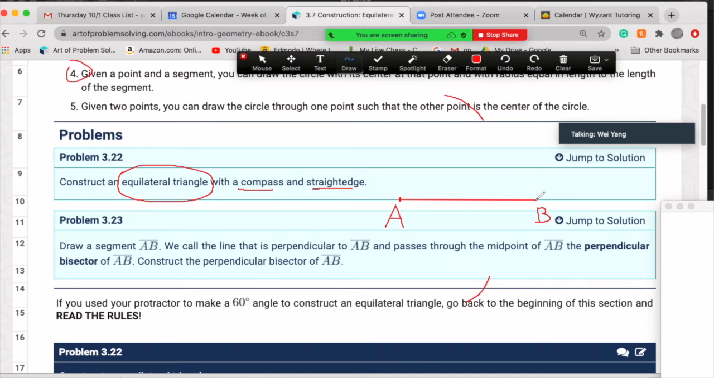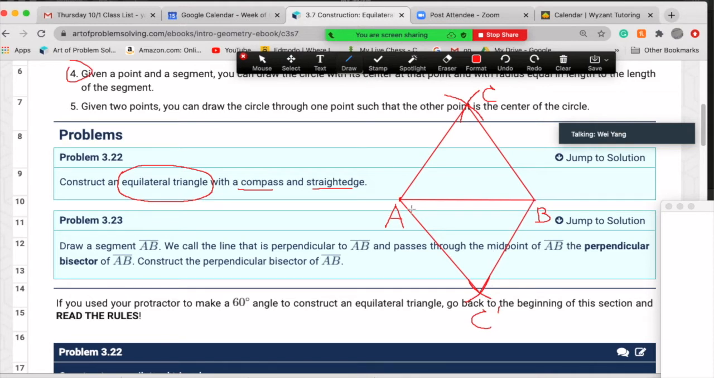Then you switch, and use B as a center. You still use AB as a radius to draw another arc, on this side. Then you get two intersection points. Suppose this one is C and this one is C prime. Then you use your straight edge to connect AC and BC. Now this triangle will be an equilateral triangle. This is one equilateral triangle. Then you can also connect A with C prime and B with C prime.